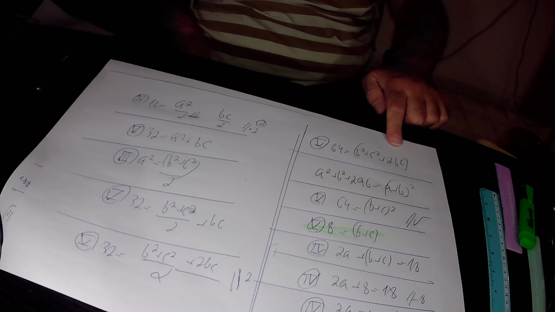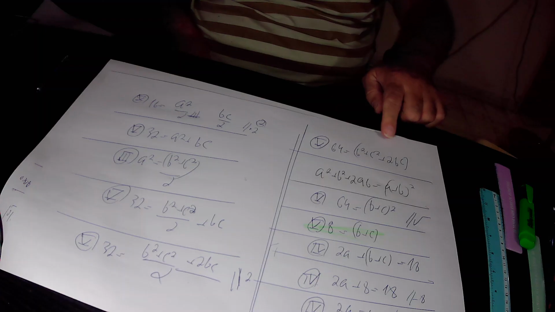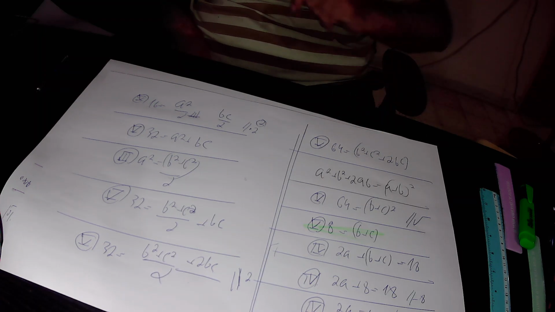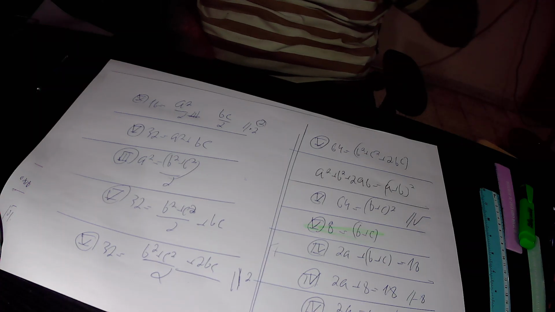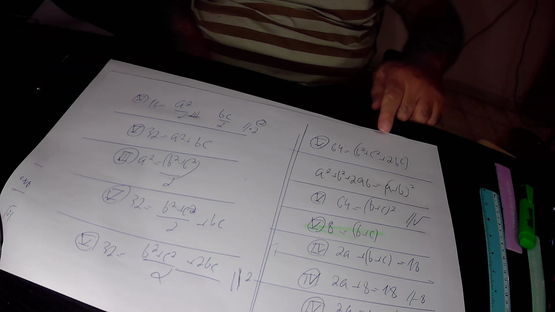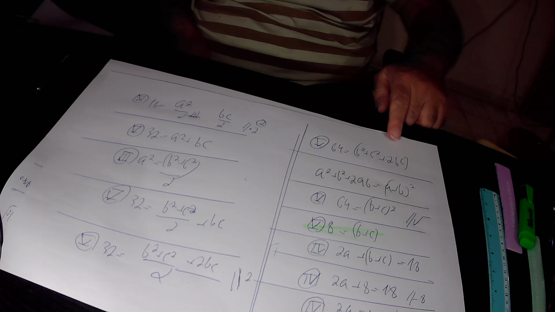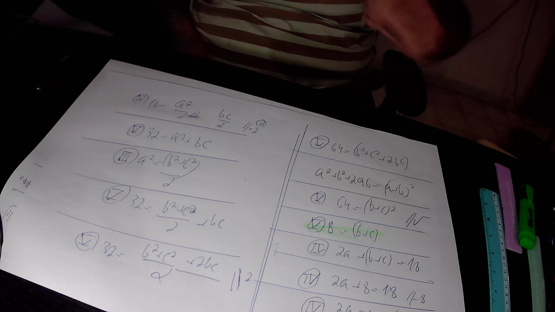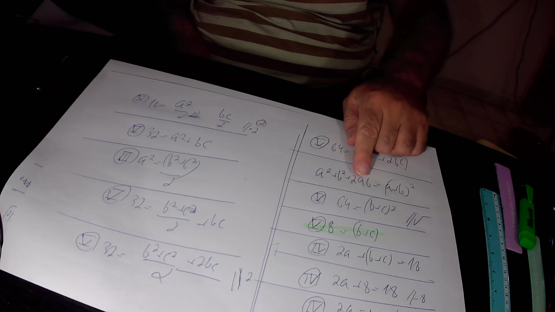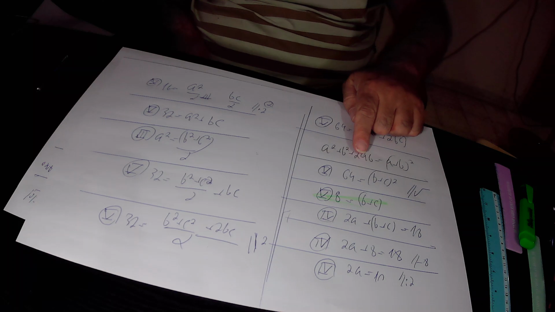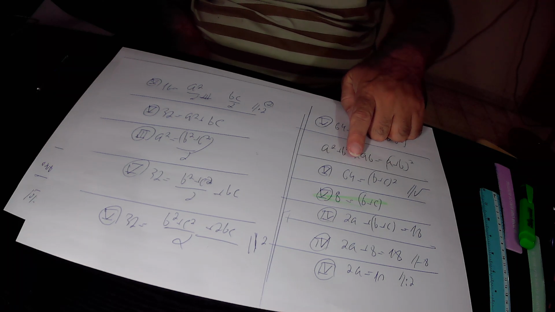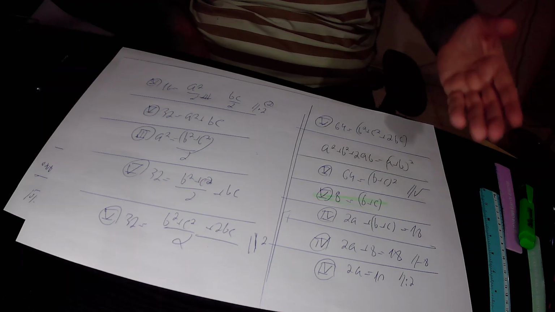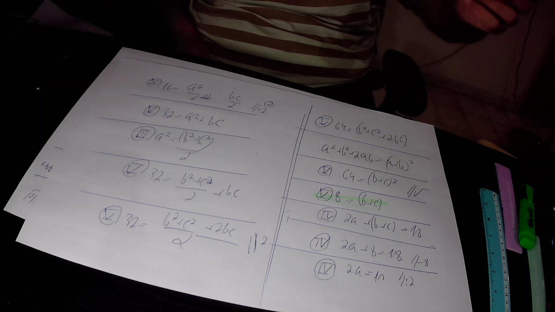Here we used the algebraic identity that says A squared plus B squared plus 2 times A times B equals A plus B squared. According to this algebraic identity, B squared plus C squared plus 2 times B times C equals B plus C squared. So 64 equals B plus C squared. Here we took the square root and found that the square root of 64 is 8, and the square root of B plus C squared is B plus C. So according to equation 5, B plus C equals 8.